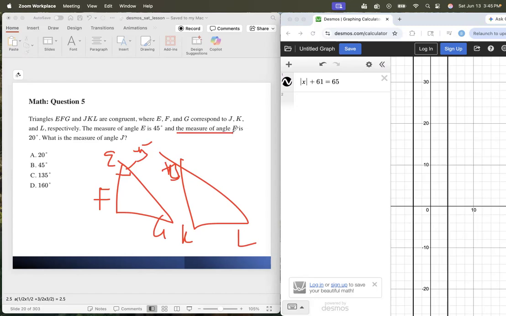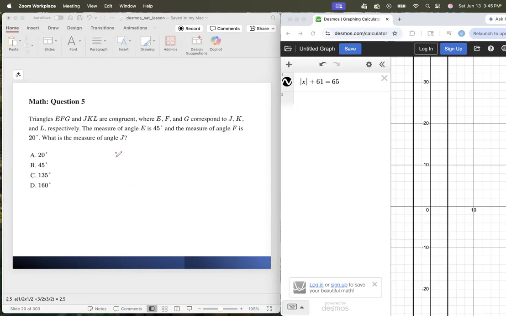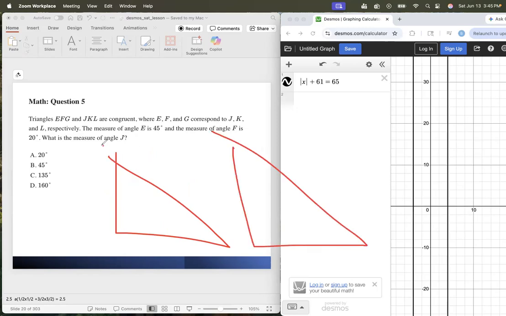And the measure of F is what? 20. So here is 20. What is J? Well, if J corresponds to E, it's going to be the same, 45. And that's all. You don't have to overthink it because based on what they give you, they say E corresponds to J. Therefore, if this is 45, this also has to be 45.